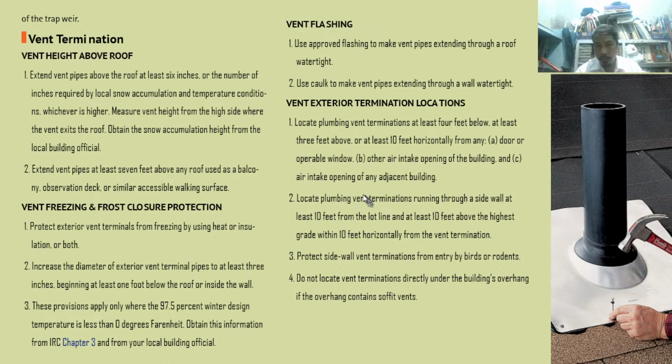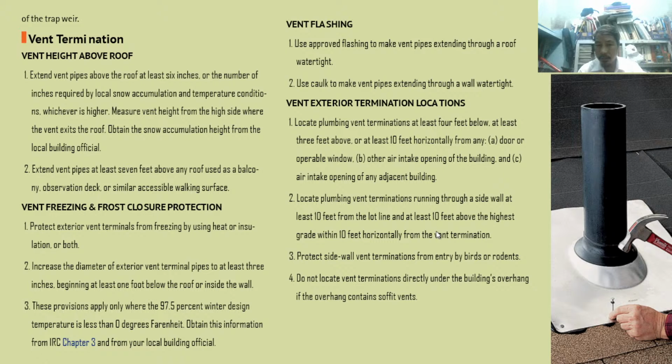Next is to locate plumbing vent termination running through a side wall at least 10 feet from the lot line and at least 10 feet above the highest grade. So, vent termination. Okay. If the vent termination is passing through a side wall, at least 10 feet from the lot line, okay, at least 10 feet above the highest grade.